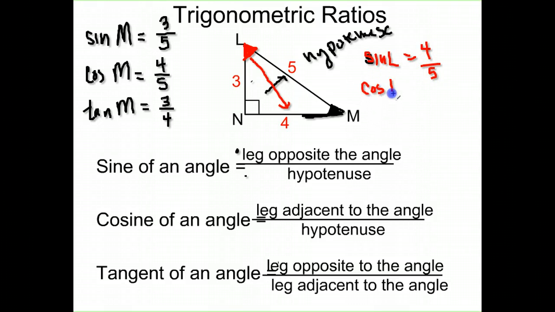Let's find the cosine of L. Okay, so here's our angle L. We want adjacent is what it says to do for cosine. So the leg touching angle L was length 3 over the hypotenuse of 5.